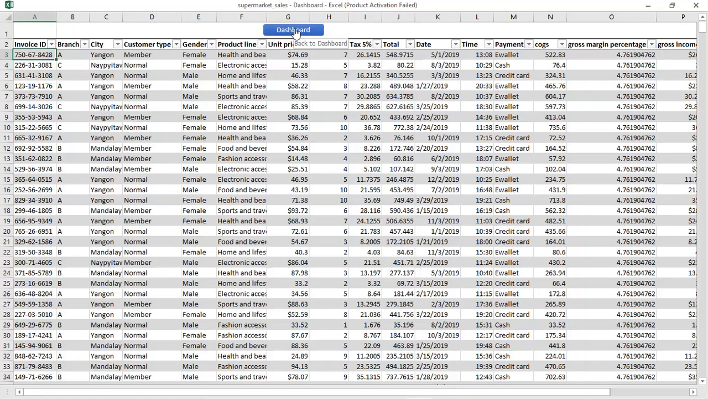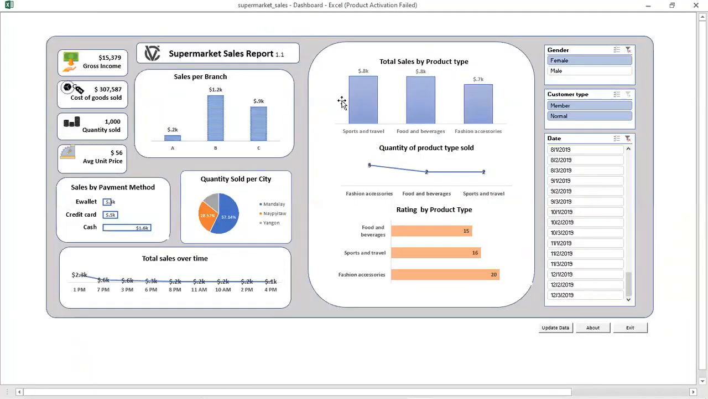So of course, I have to find a way for you to go back to the dashboard. So I created also this button for you to quickly go back to the dashboard. So that's a bit about this.